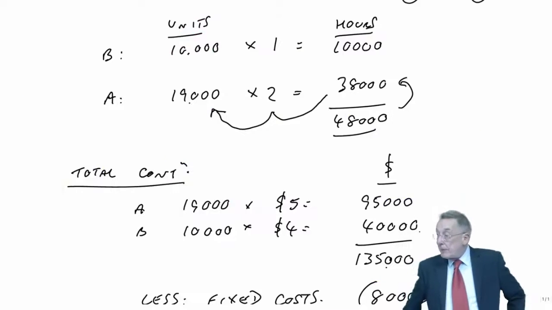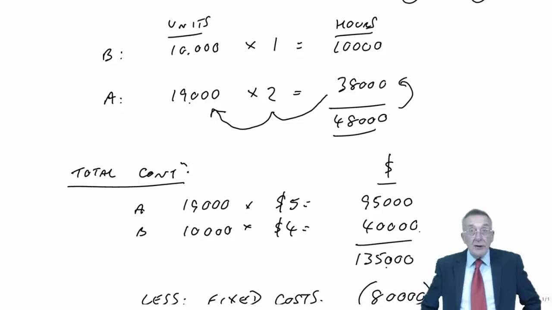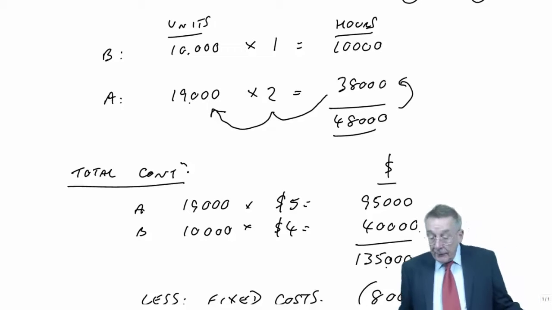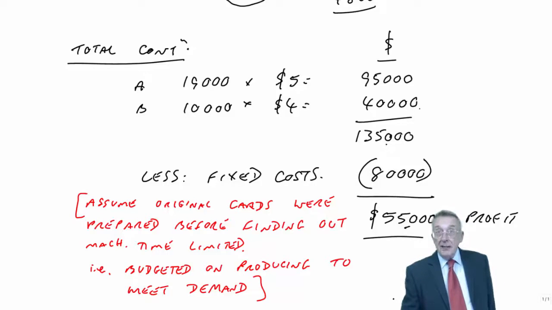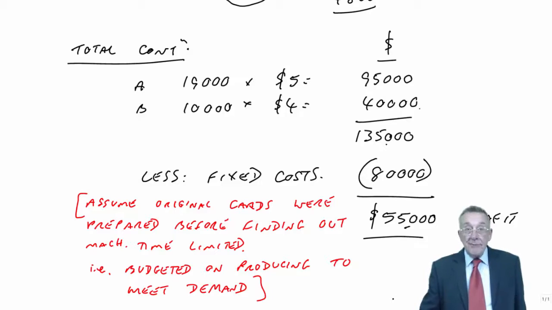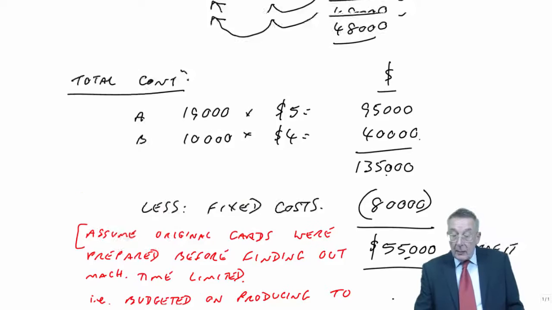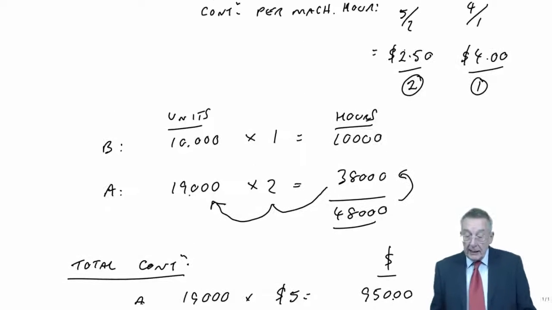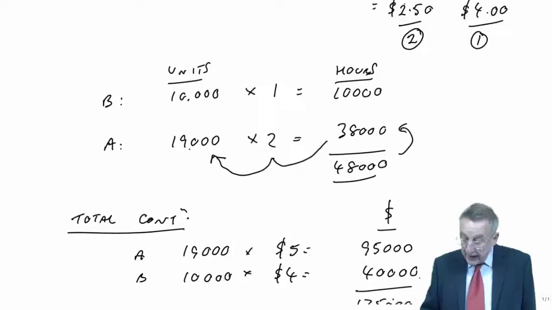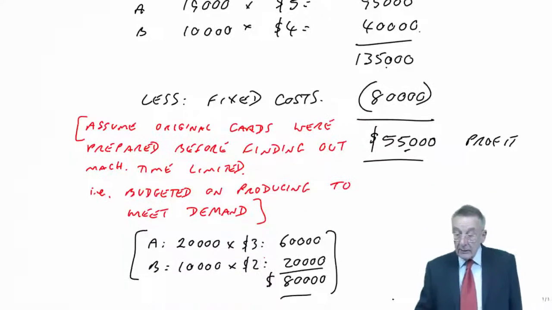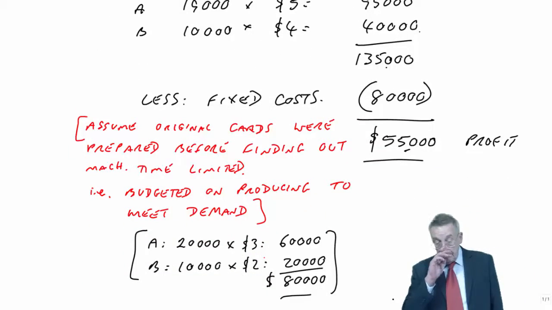Okay, well, let's carry on with chapter 3 of the lecture notes, limiting factor analysis. And if you remember, we've done exercise 1, where we used conventional limiting factor analysis, and we decided that we should make 19,000 of A, 10,000 of B, and the maximum profit we could generate was 55,000.